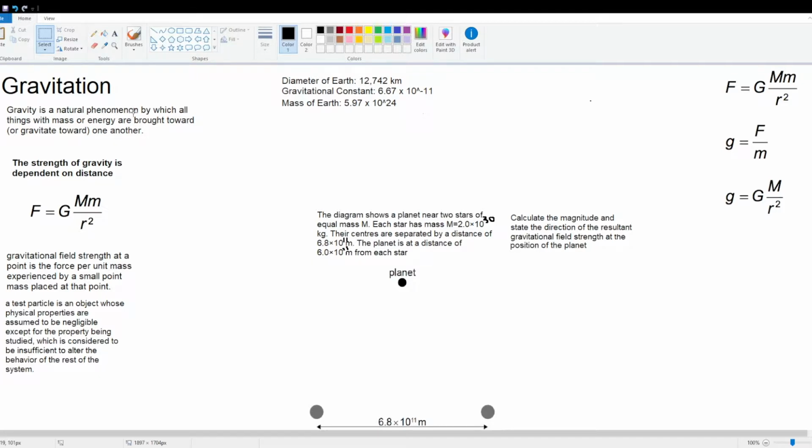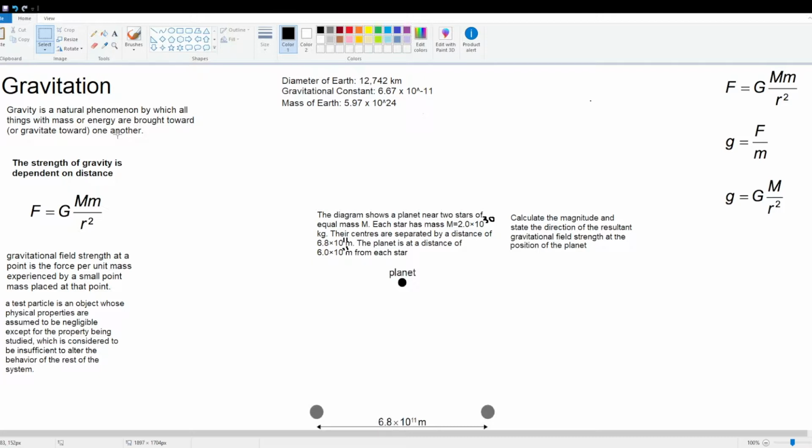I just pulled this straight off Google. If you type in "what is gravity," this is pretty much what you'll get. Gravity is a natural phenomenon by which all things with mass or energy are brought toward, or gravitate toward, one another. Now, this is 100% correct.